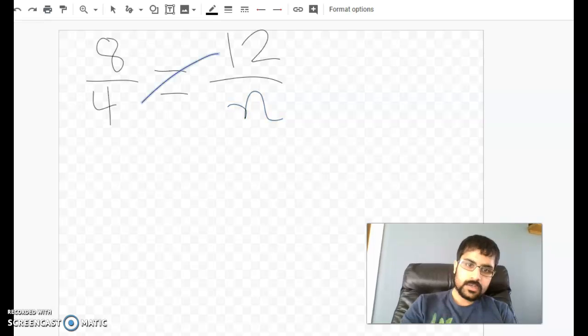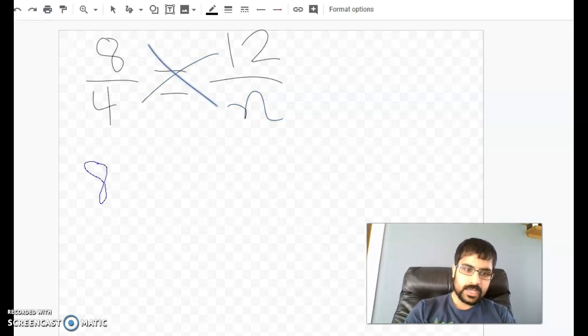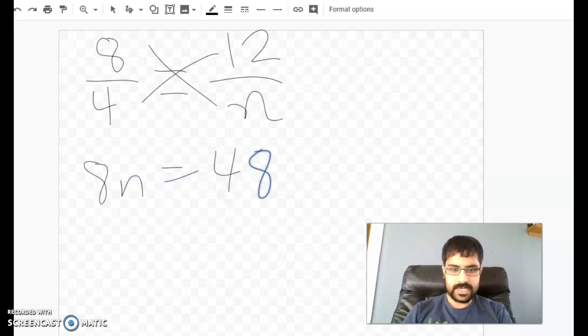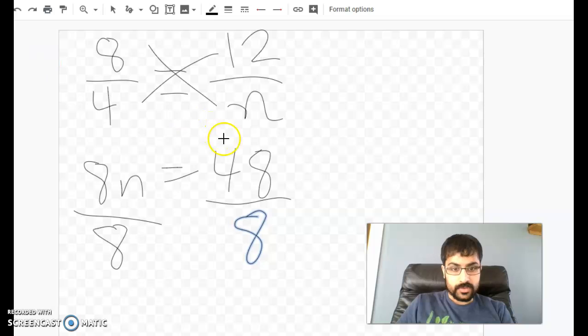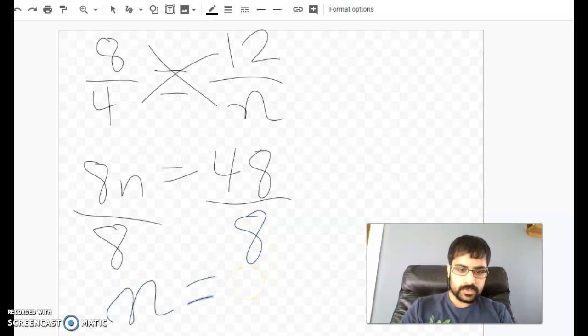Step 2, cross multiply. And here I've got 8n equals 48. Good old times tables. And step 3, solve for n. Well, this one's a little bit easier because, again, we've got our little old times tables, and so I know that n equals 6.